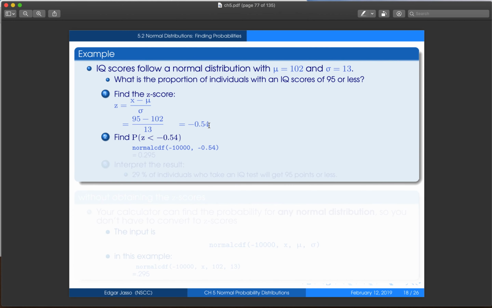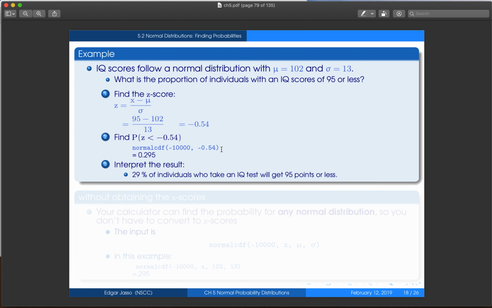Okay, and you type it in, and you get 0.295. Again, in my command here, I did not include the 0 and the 1, because if you don't put them here, it assumes you're using mean 0 and standard deviation 1. So that means that 29.5% of those individuals who take the IQ test get 95 points or less.